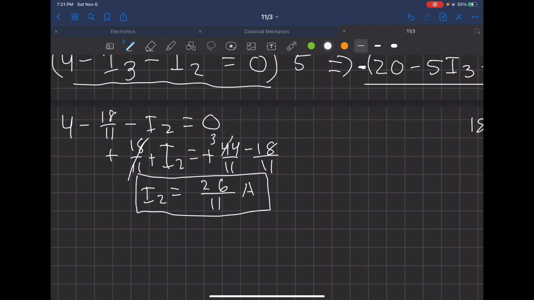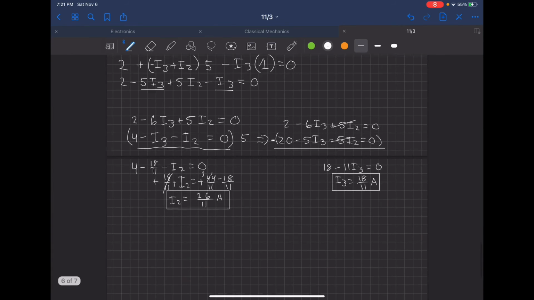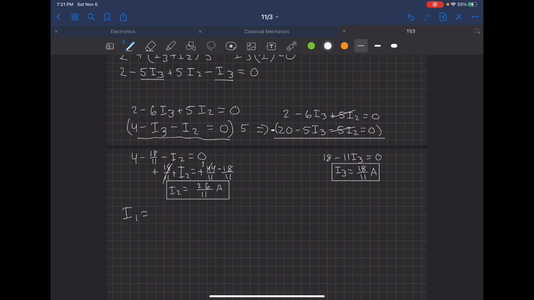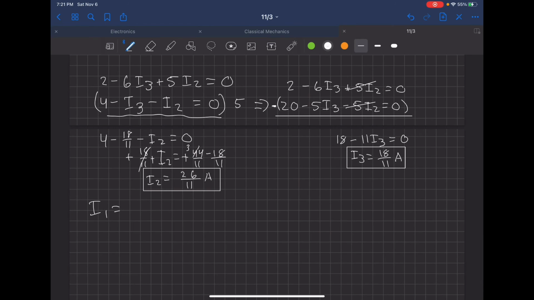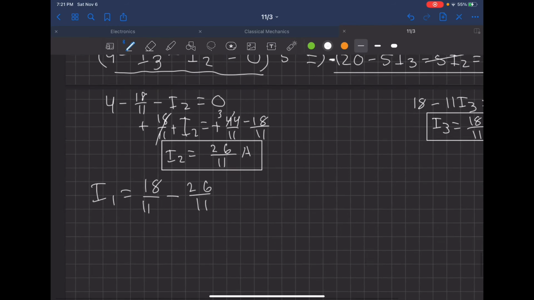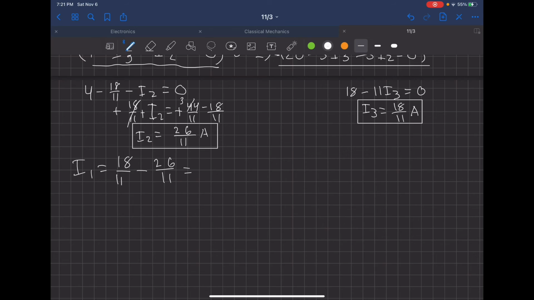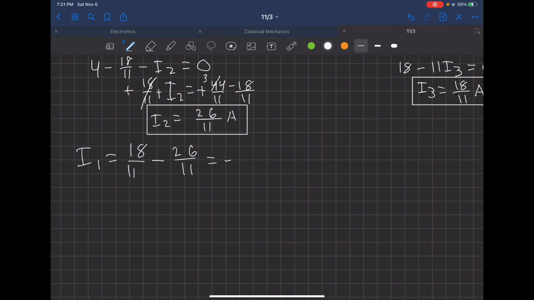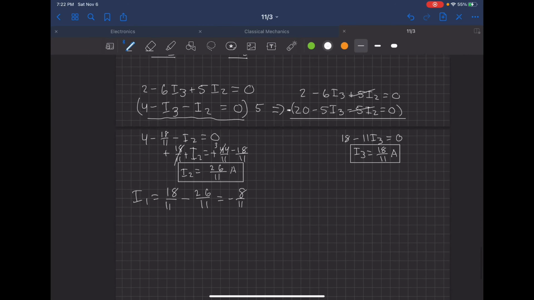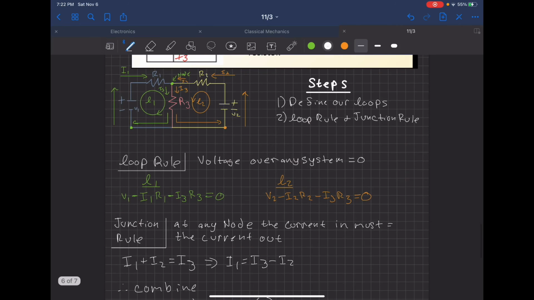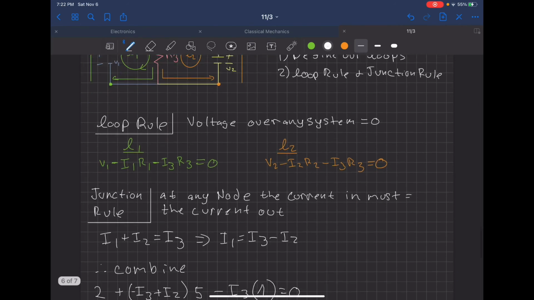And now we can just plug this back into our junction rule and solve for I1. So we can say I1 is equal to I3 minus I2. So we have I3, 18 over 11, minus 26 over 11. And you might be thinking, oh no, we're getting a negative number here. This cannot be right. So we're going to get negative 8 over 11. And I want to take a second and think about what this actually is going to mean in our system. What this basically means is that we defined one of our loops in the wrong direction.